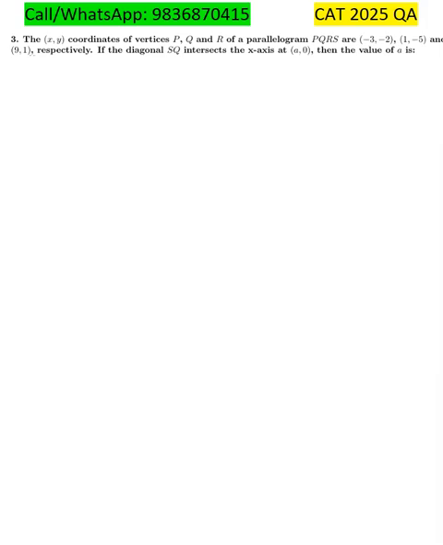हेलो स्टूडेंट्स, आज हम लोग सॉल्व कर रहे हैं CAT 2025 का क्वांटिटेटिव एप्टीट्यूड क्वेश्चन। X, Y कोऑर्डिनेट्स दिया हुआ है और वर्टिसेस P, Q और R ऑफ ए पैरेललोग्राम। ठीक है, तीन वर्टिसेस के कोऑर्डिनेट्स दिया हुआ है। If the diagonal SQ intersects the x-axis at (a, 0), then the value of a is.